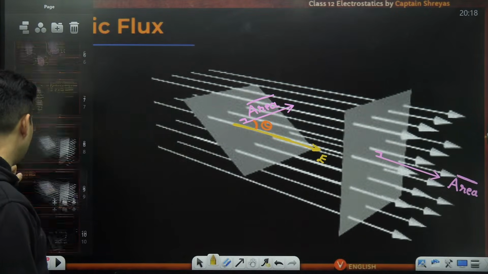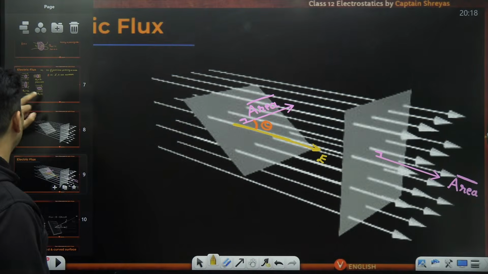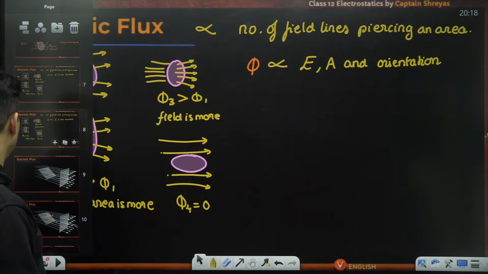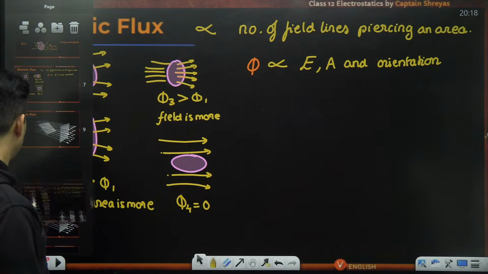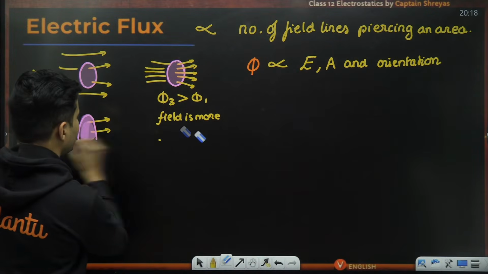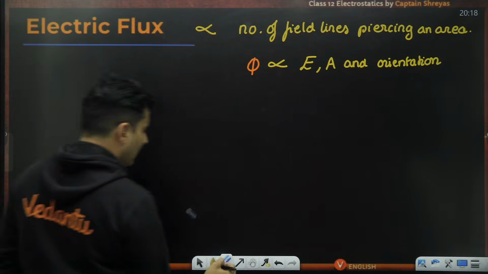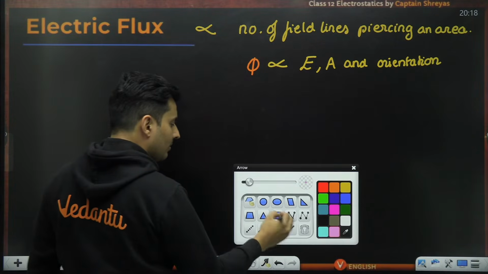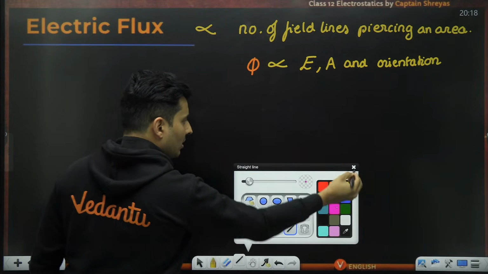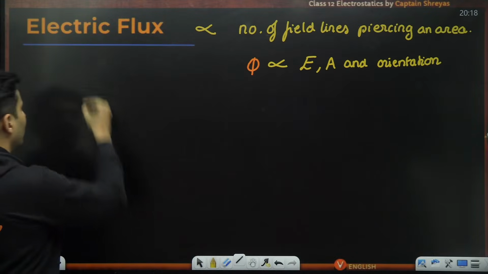So how do I measure that? The answer is simple. Let me show you how. Imagine this. Let me take this slide again. So it definitely depends on the orientation. So how do I decide that? See guys, imagine I take the side view of it, the same diagram, but I'm seeing the side view of it.